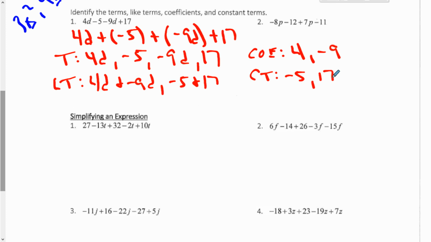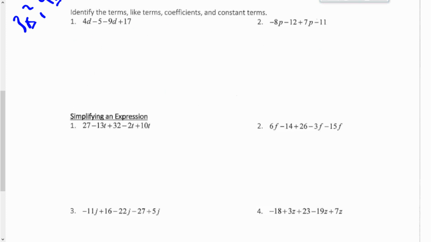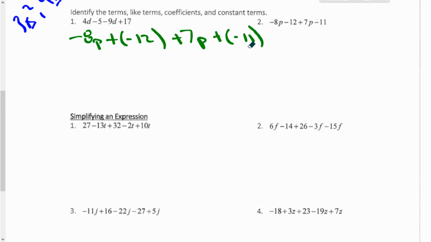All right, go ahead and take a second to jot that down. Looking at number 2 now, the first thing we want to do is rewrite this as addition. So we have -8p. We're going to rewrite -12 as plus -12. We have plus 7p, and then we're going to rewrite -11 as plus -11.